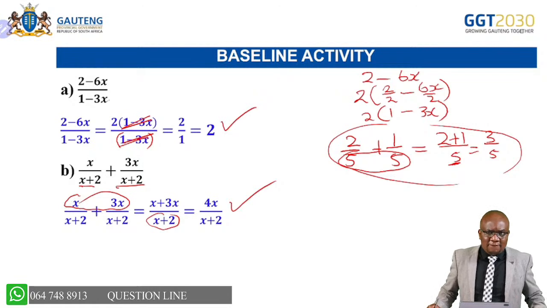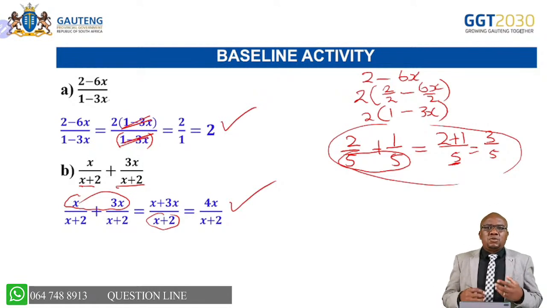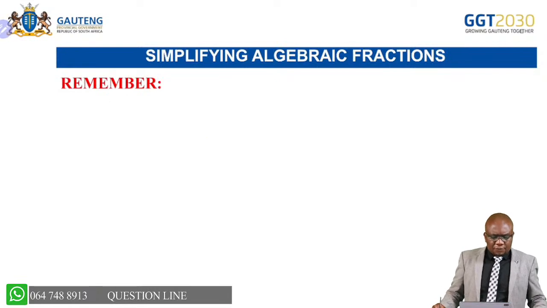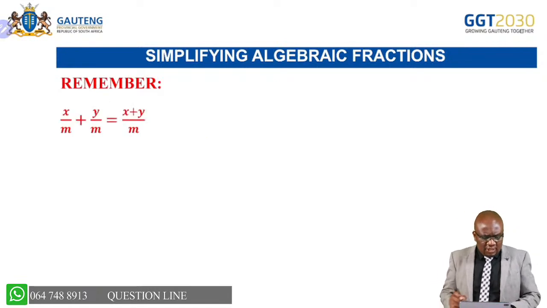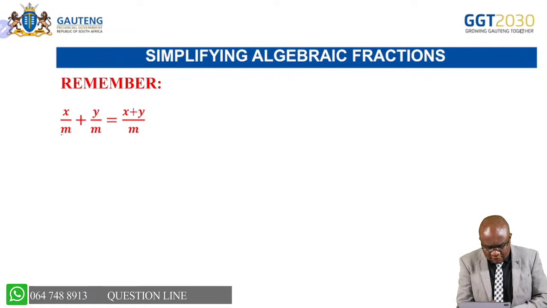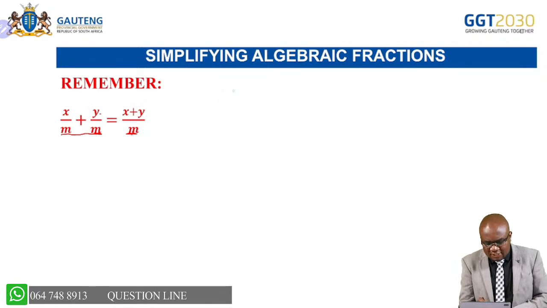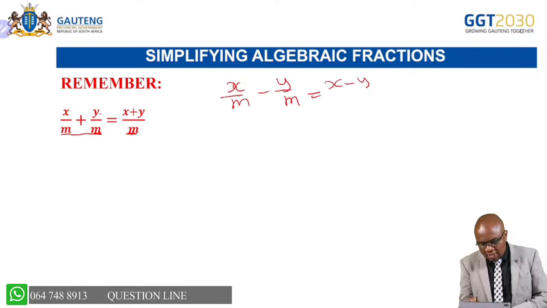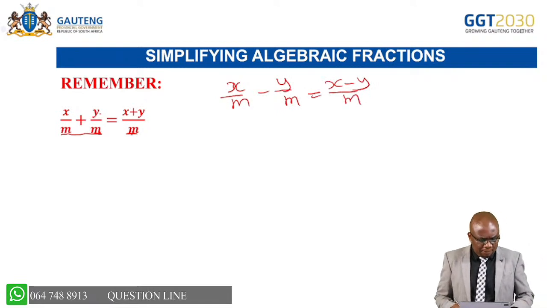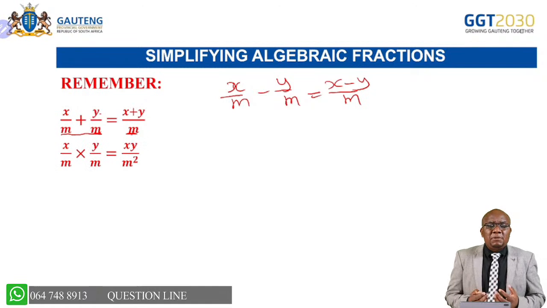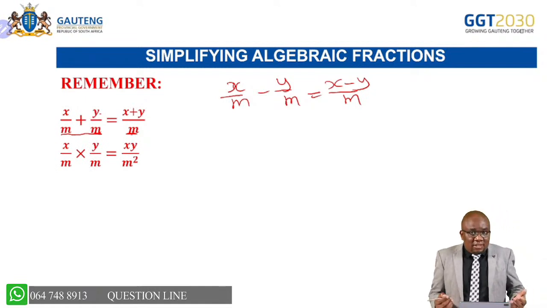We've done our baseline activity. Right, some of the things here are what we're going to be doing during the lesson. Remember this, grade 10s. If the denominators are the same, you just put it there as one single denominator and then add the numerators. It's going to be x plus y over m. Even if it's subtraction, it's the same thing: minus y over m is going to be x minus y over m. Don't forget that.